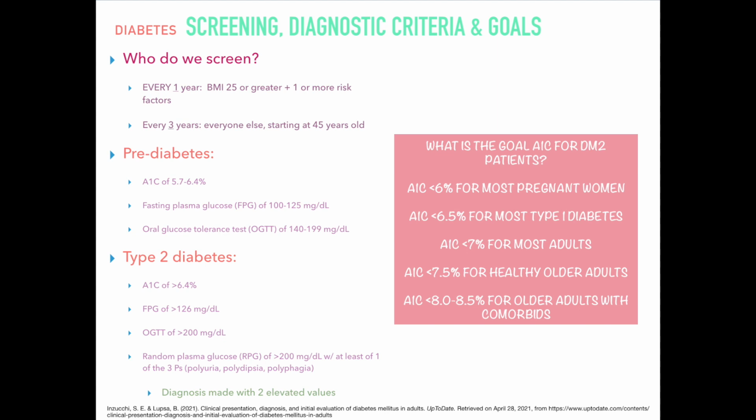On the side here, I included what our goal A1C is for our diabetes patients. And you don't have to remember these numbers verbatim, but I listed them here for you for reference, and it's kind of important to know a general idea. For example, for the elderly population with comorbidities, we're less stringent on their A1C. So we want their A1C between 8 and 8.5%, whereas the pregnant patient, we're much more strict on the A1C. We want to see that below 6%. But for most adults, an A1C below 7% is going to be ideal.